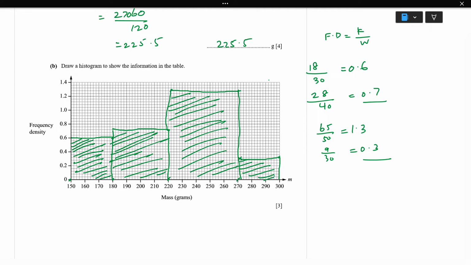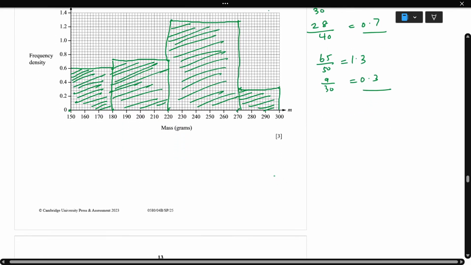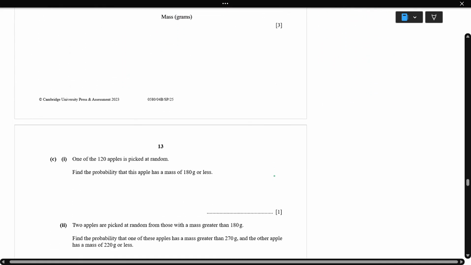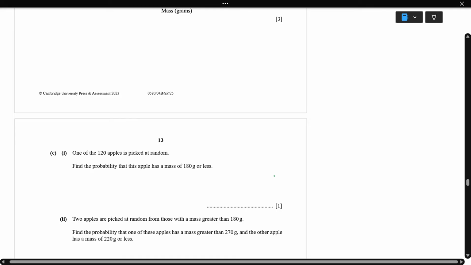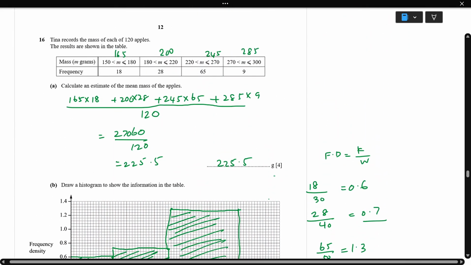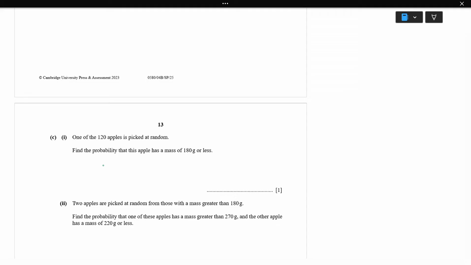Okay, it's done. Now the next part. One of the 120 apples is picked at random. Find the probability that the mass is 180 or less. For 180 or less, there are 18 apples. So 18 over 120 apples. 18 over 120 is the answer, because for 180 and less, there are 18 apples, out of 120.